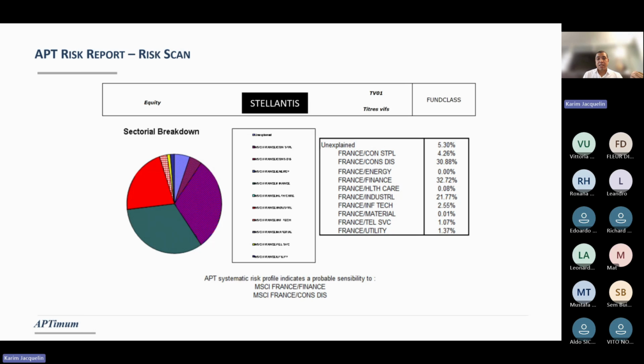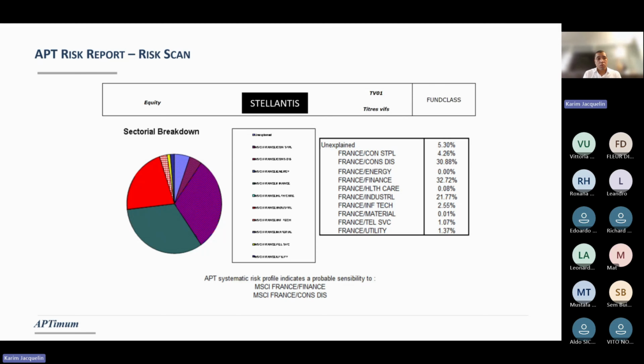So it's classified as industrial, but in terms of sensitivity, the equity price is quite correlated to the finance sector. And this makes sense if you know the company. They have a bank that finances their customers. So they have a small banking activity, which is not that small because it represents 20% of their revenue. So it makes sense that this company is sensitive to the financial sector.